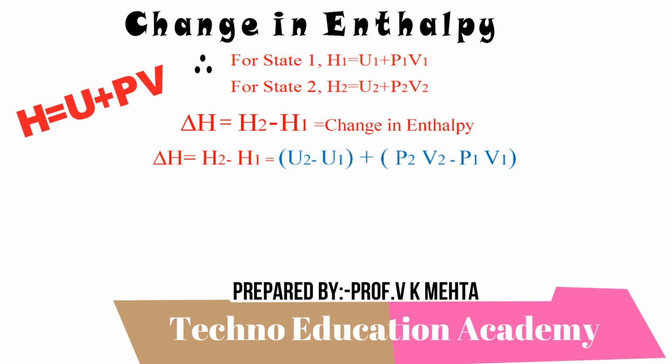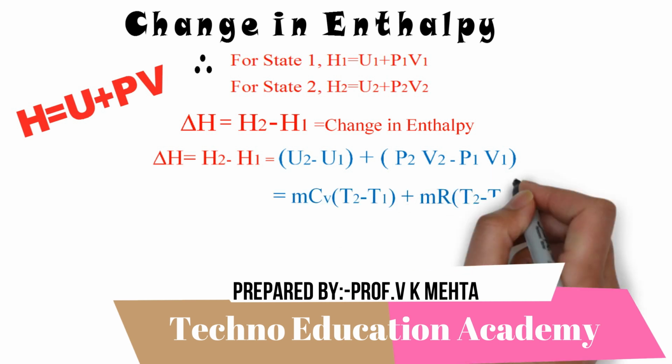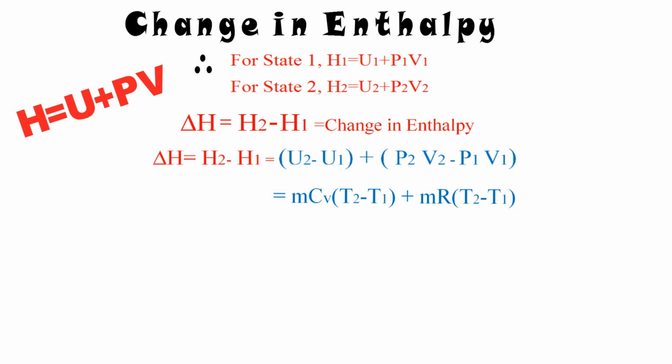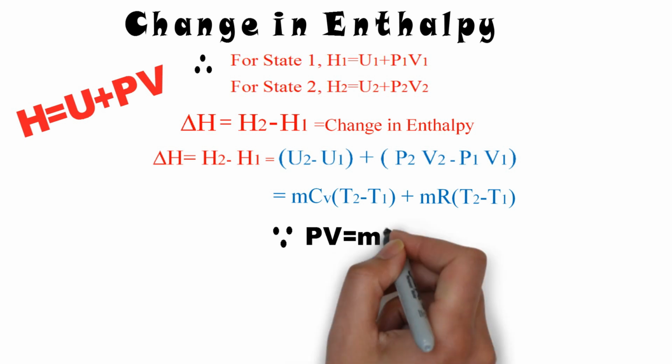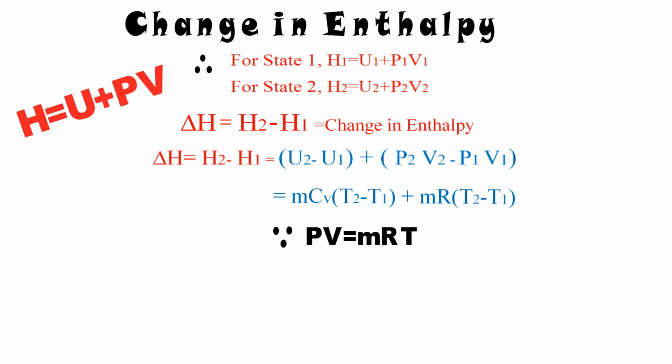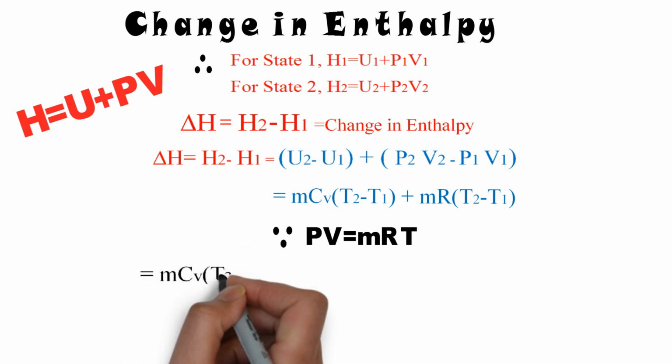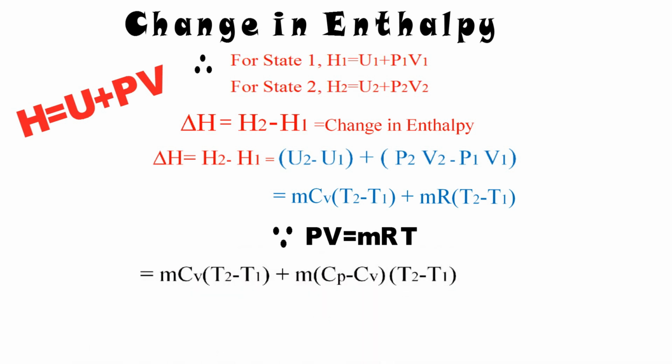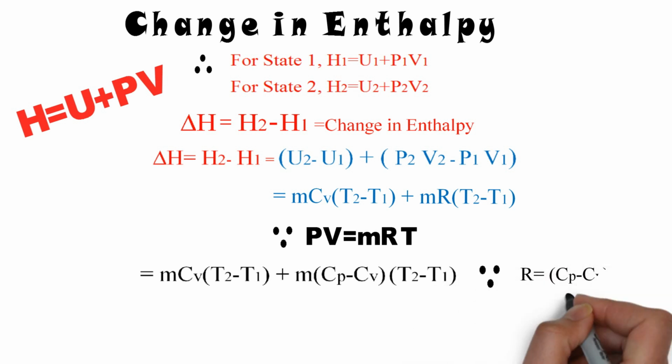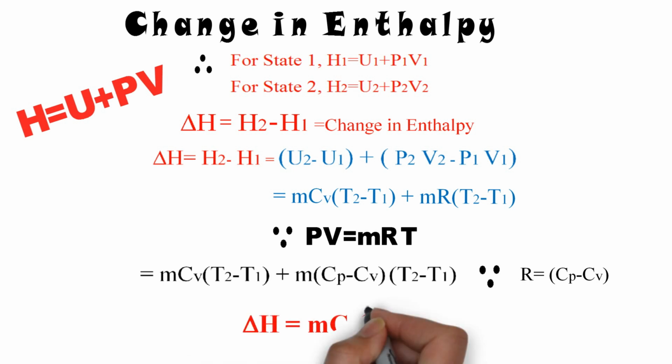But we know that change in internal energy equal to m Cv delta T, since internal energy is a function of temperature. Put the values in terms of temperature, and we know that PV equal to mRT by the ideal gas equation. So put P2 V2 equal to mRT2 and P1 V1 equal to mRT1. So we simplify the equation: delta H equal to m Cv (T2 minus T1) plus m R (T2 minus T1). But we know that R equal to Cp minus Cv, where R is the gas characteristic constant, and it is the difference of the 2 specific heats. So put R equal to Cp minus Cv in this equation. So finally the equation of enthalpy is m Cp delta T.